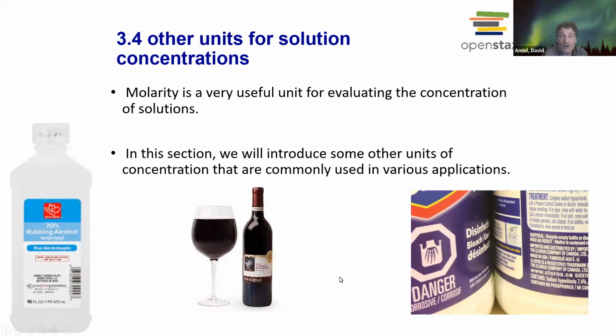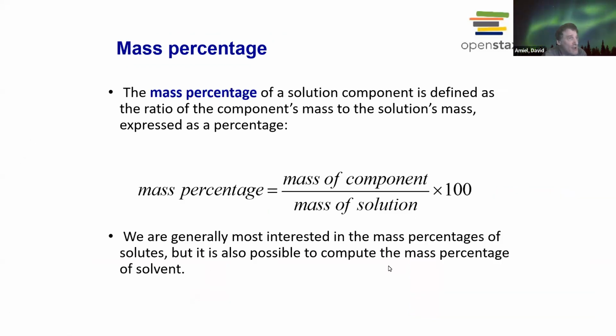In the nursing profession, there's even another unit, which is mass by volume unit. And that's what your blood sugar monitor spits out. So there are actually quite a few different units of concentration in chemistry, and it largely depends on the type of solution that you're talking about. Okay.